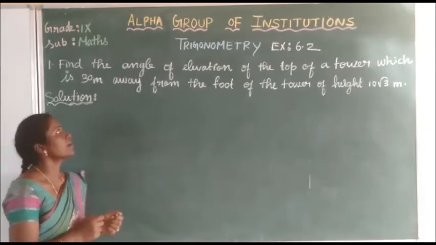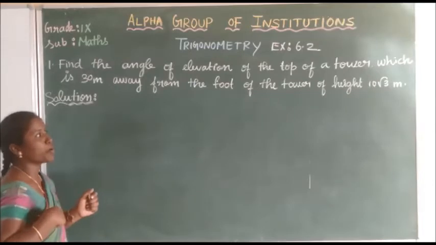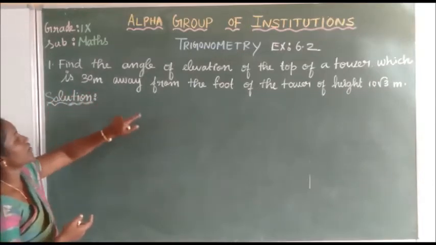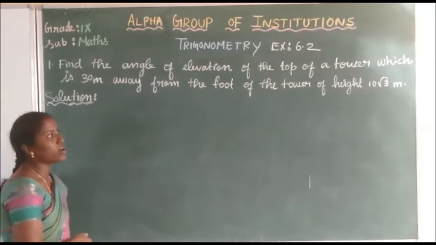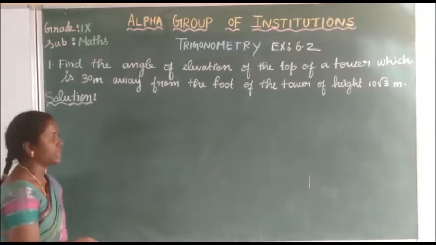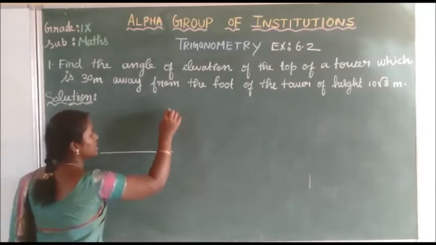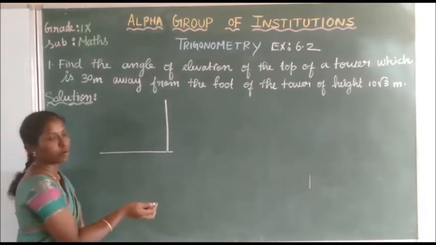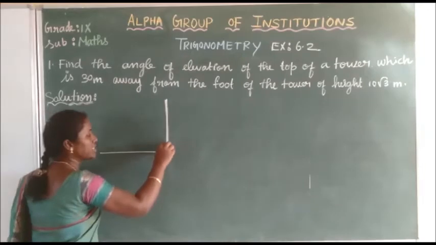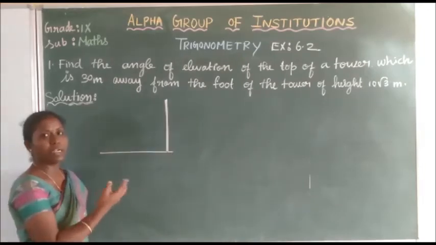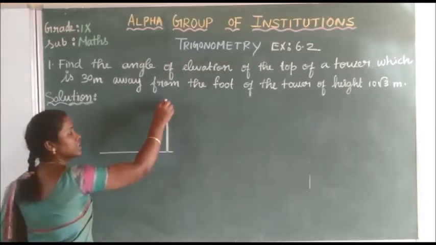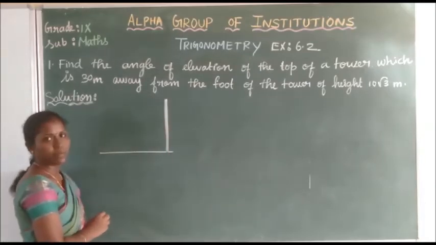Okay. Now see here. Find the angle of elevation of the top of a tower on the ground, which is 30 meters away from the foot of the tower of height 10 root 3 meter. So on the ground there is a tower. If you know how to draw the diagram, you can draw it, or you can mention the lines to show what the building or tower is. You can make it a straight line. Okay, this is a tower. On the ground there is a tower.